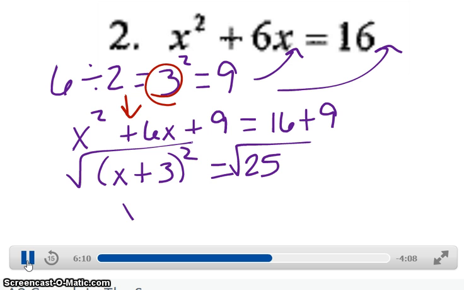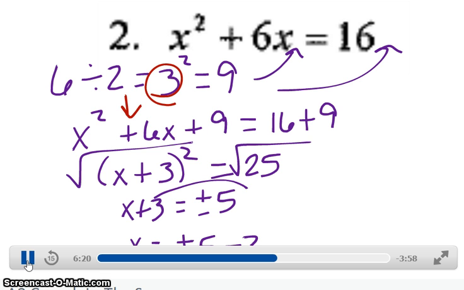Square root. So x plus 3 equals plus or minus 5. Move your 3. X is equal to plus or minus 5 minus 3. X is equal to 5 minus 3 is 2. X is equal to negative 5 minus 3 is negative 8.